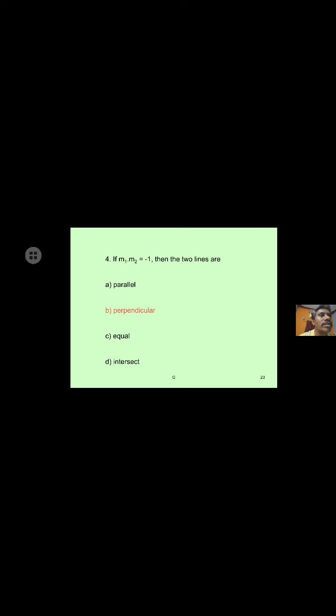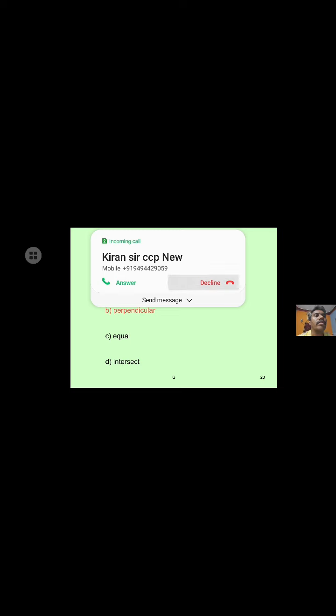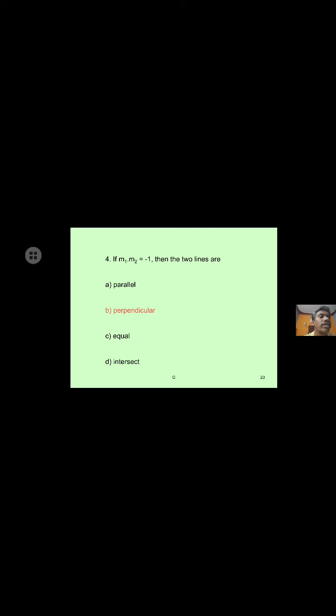There is no criteria for the constant. But if you observe, in the first form the equation of the line is ax plus by plus c equals 0, and in the second form the equation of the line which is perpendicular to the first form, we can write bx minus ay plus so and so constant, or k, equals 0. Then only the product of slopes becomes minus 1.